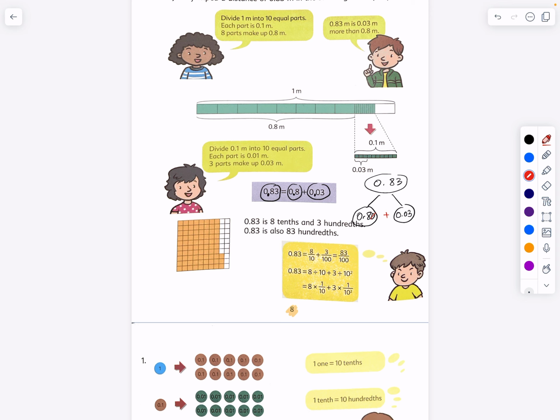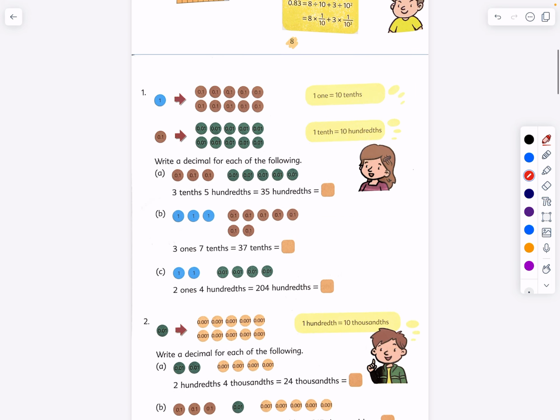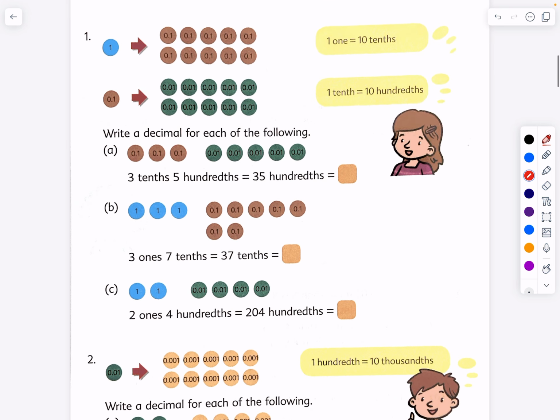Now, we can also think of 83 hundredths as 8 tenths. That's what it means to be 8 in this place. And 3 hundredths. That's what it means to be 3 in this place. 8 tenths plus 3 hundredths is 83 hundredths, and we can write 83 hundredths in the way we write decimals as 0.83. Remember, first decimal place, second decimal place. Let's take a look at it a little bit more. Let's start by practicing.